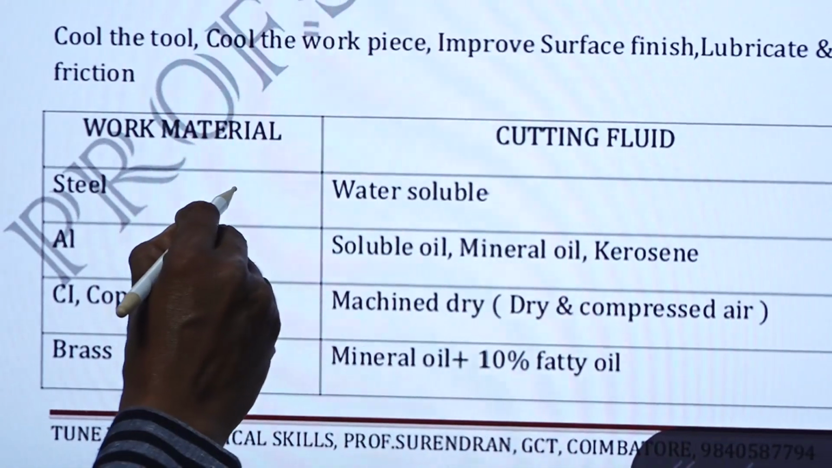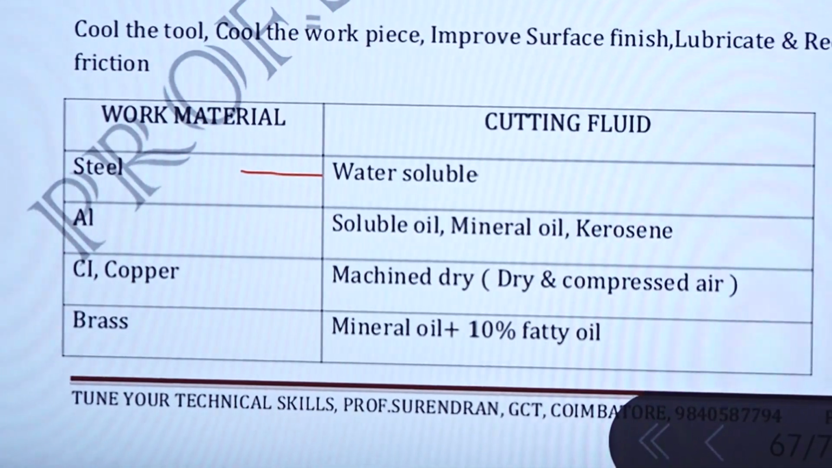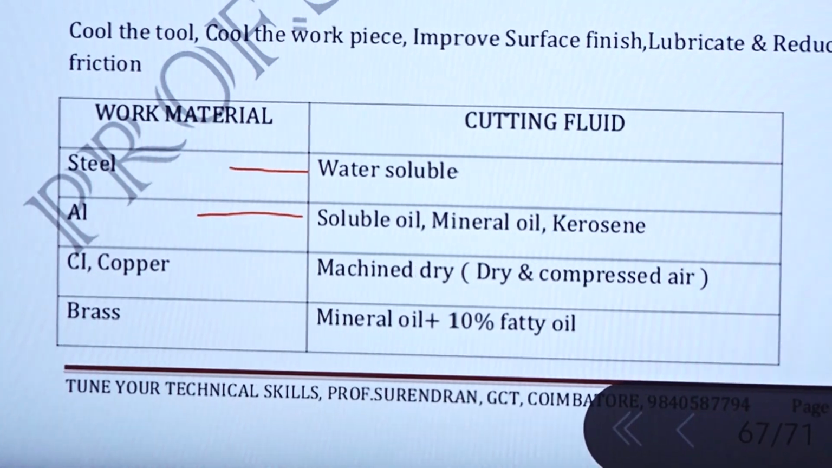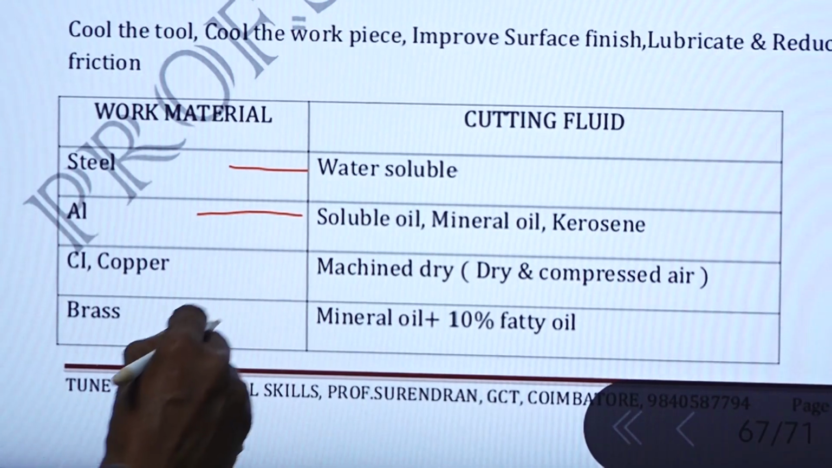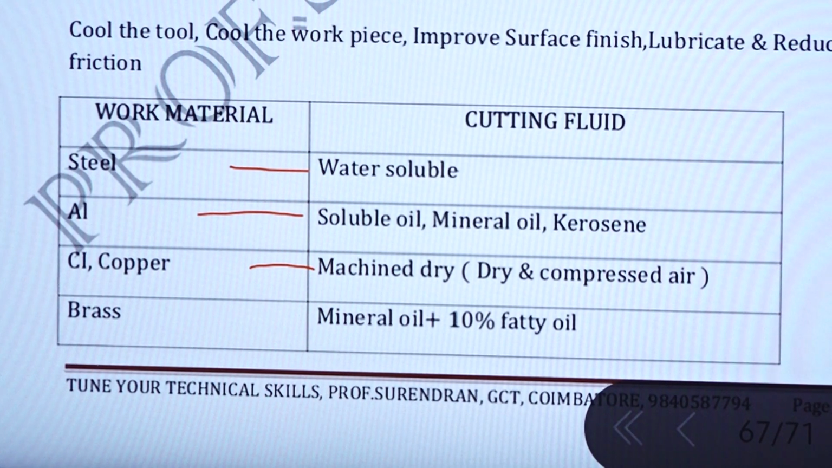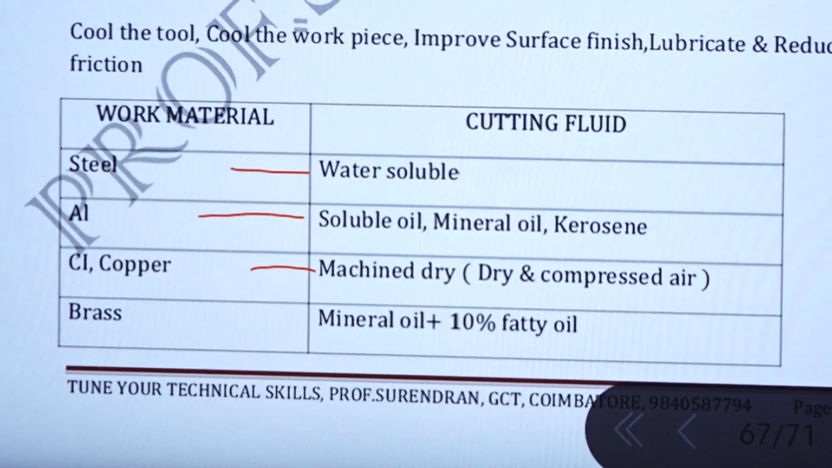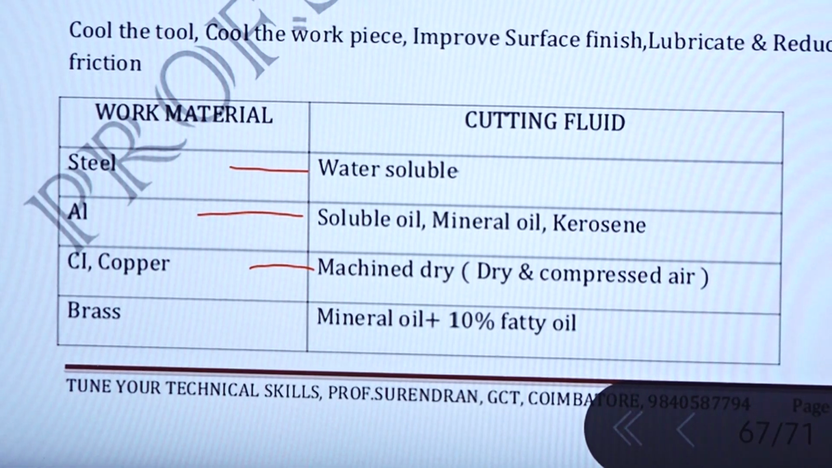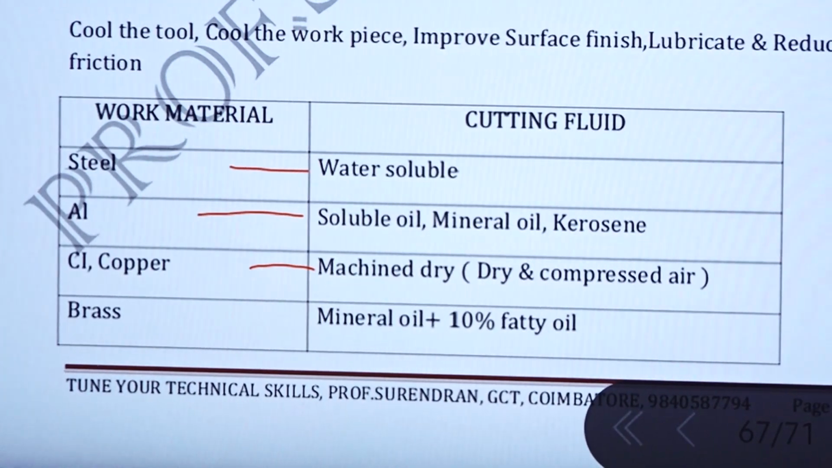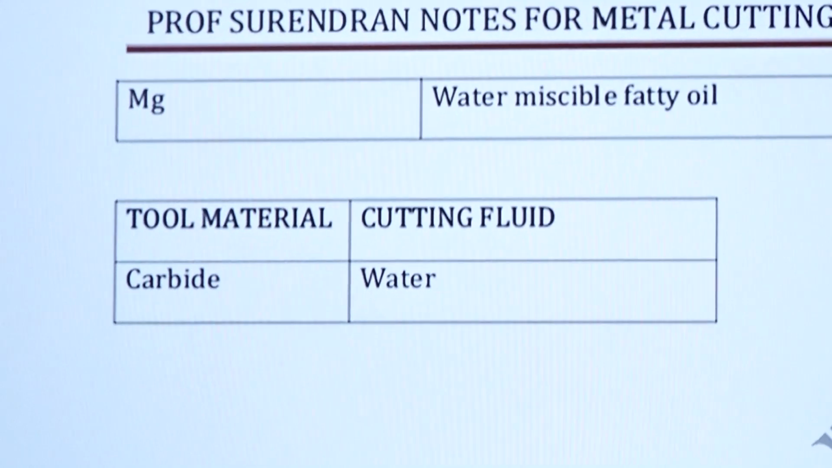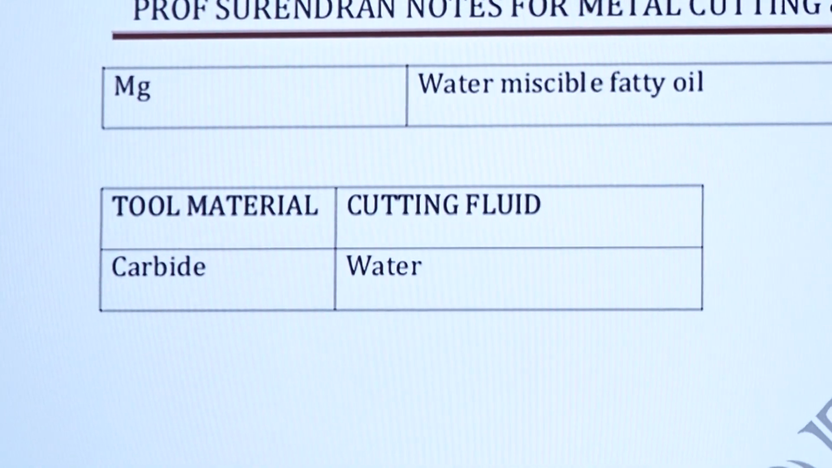So for steel, we have to use water soluble cutting fluid. For aluminum, it is mineral oil, soluble oil, or kerosene. For cast iron, it has to be machined dry. In fact, no cutting fluid can also be used for cast iron. For brass, it is mineral oil plus 10% fatty oil. For carbide we are using water as the cutting fluid.